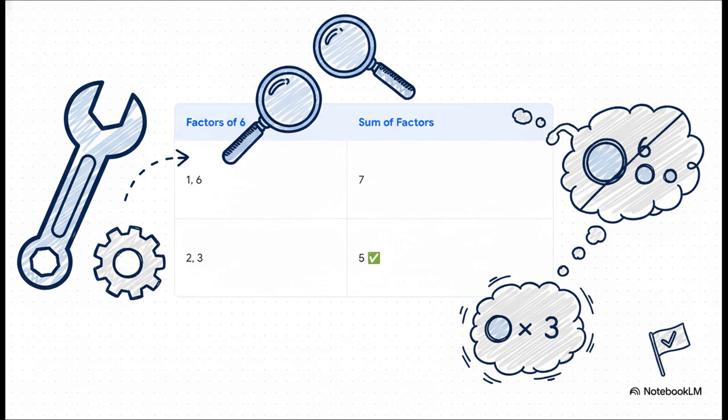So here's the trick. You look at the last number, the 6, and you look at the middle number, the 5. The puzzle is to find two numbers that, get this, multiply to 6 and add up to 5. So let's run through the options. 1 and 6, they multiply to 6, but they add up to 7. So, nope. How about 2 and 3? Well, 2 times 3 is 6, and 2 plus 3 is 5. Bingo, that's our magic pair.